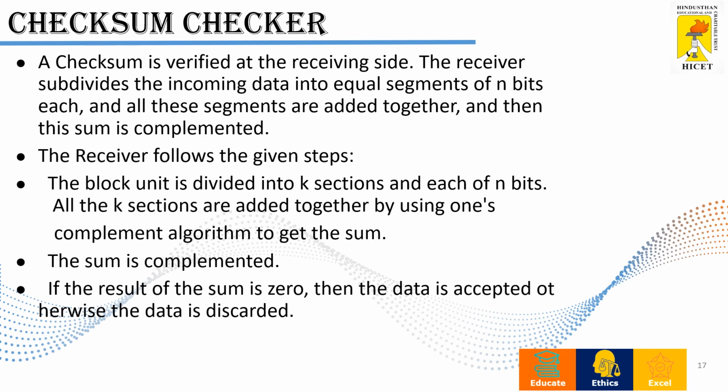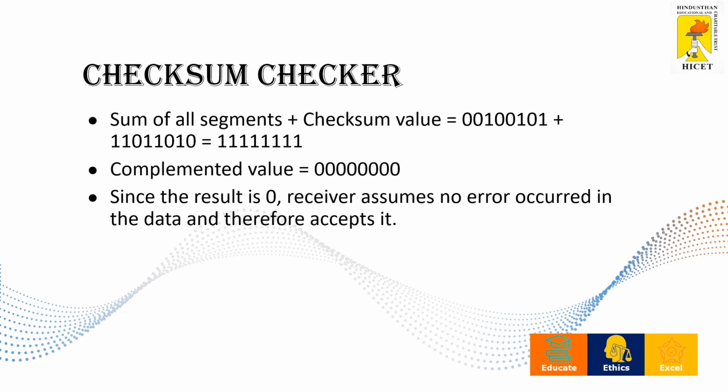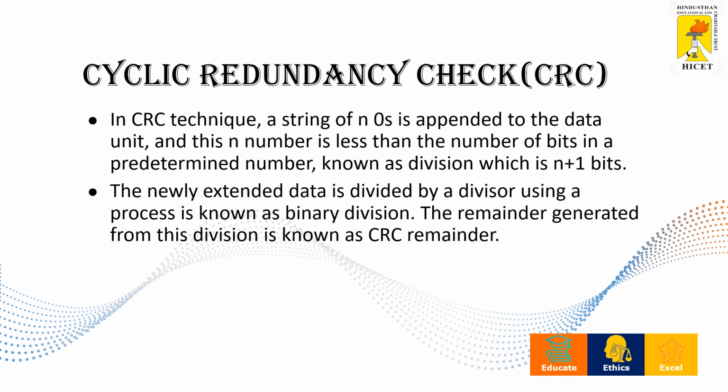The receiver subdivides the incoming data into equal segments of n bits each, and all these segments are added together and a sum is generated. That particular sum is complemented. If the complemented sum is 0, then the data is accepted. Otherwise, if the sum is a non-zero value, then the data is rejected. So this is the checksum process.